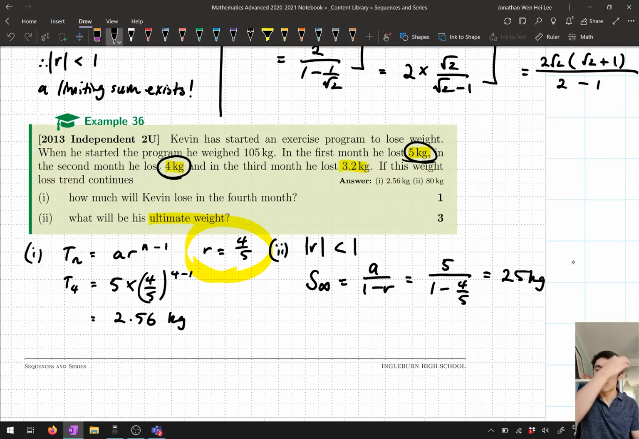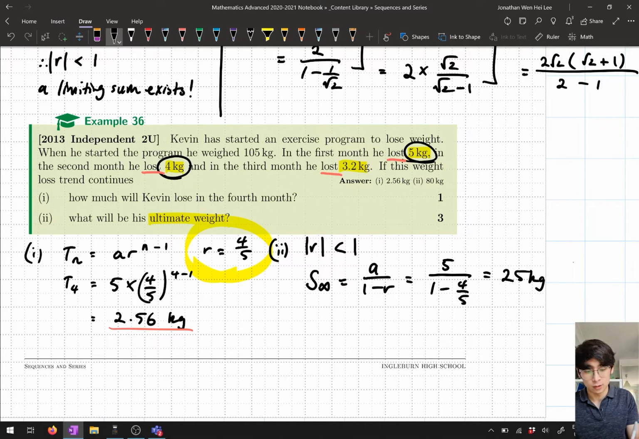Okay, now, if you think about this, does this tell us that Kevin is going to eventually weigh 25 kilograms? Well, not quite, because all of these numbers that we have in this sequence are how much weight he has lost. So in the first month, he lost 5 kilograms. In the second month, he lost 4 kilograms. In the third month, he lost 3.5 kilograms. In the fourth month, he lost 2.56 kilograms. This is not how much he weighs. This is how much weight he has lost.